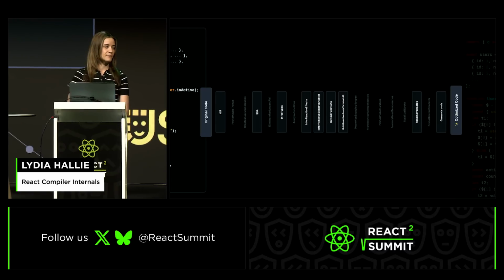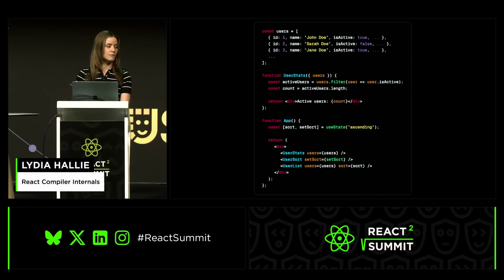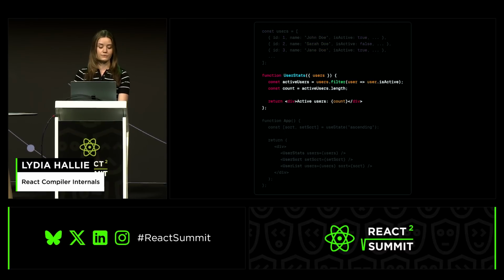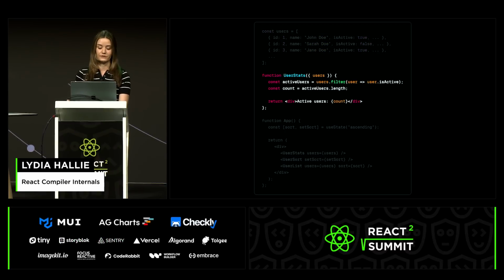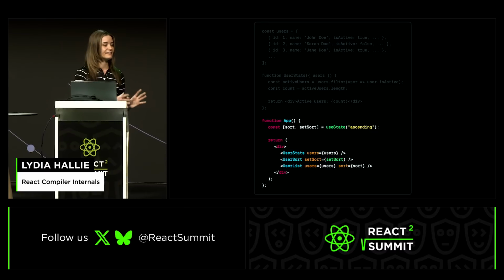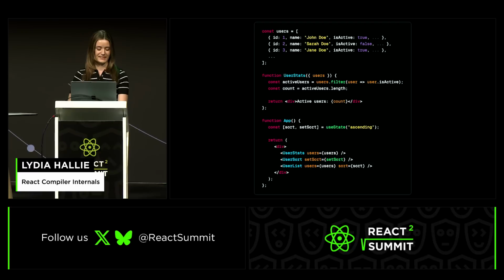But before I get into the compiler, I first want to focus on the problem that it's solving, because why do we even need memoization in React? Well, let's take this code, for example. So we have an array with some users. We have a UserStats component that filters out the users to find the ones that are active, and it shows the count. And then we also have a main App component that shows the active user count and a way to sort the users in the list. Very clearly, demo code. I know this is not very production, but it gets the job done for today.